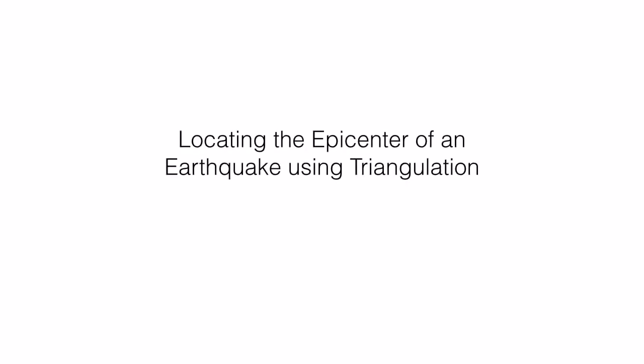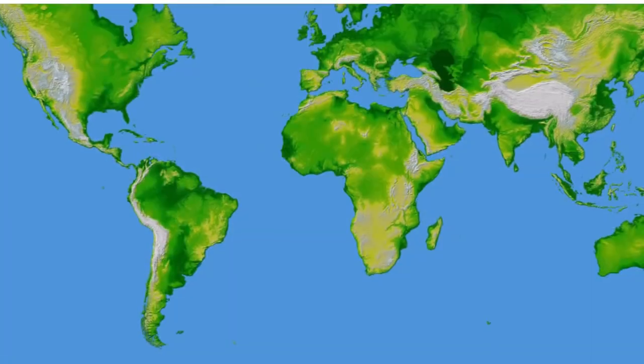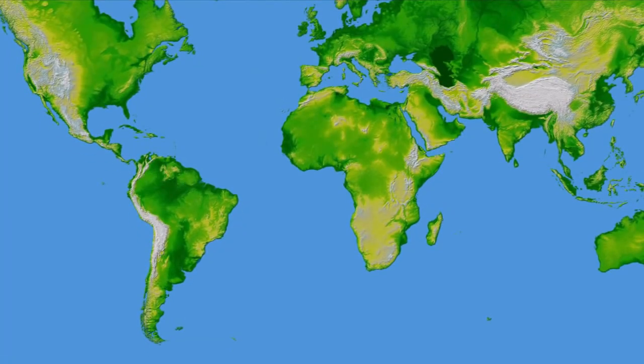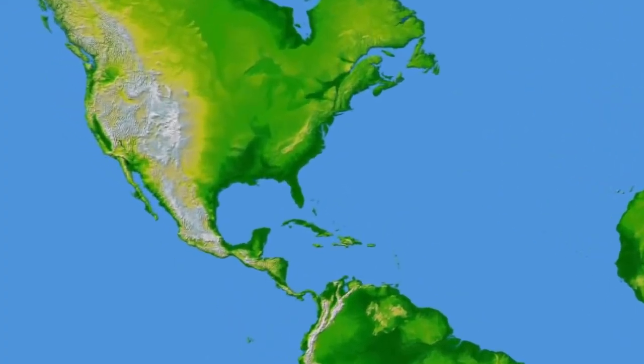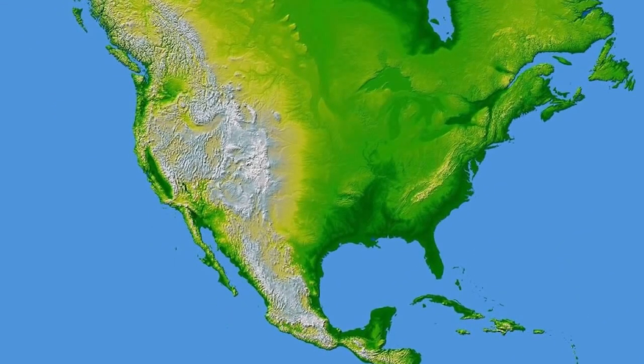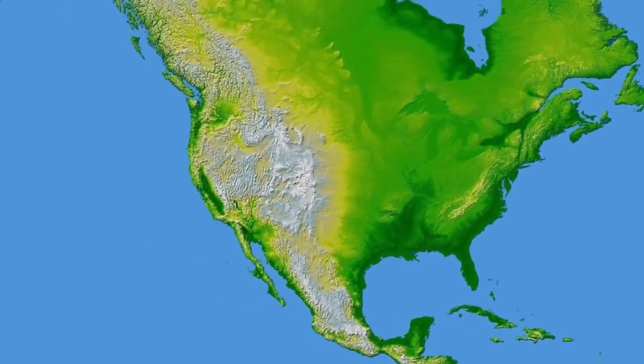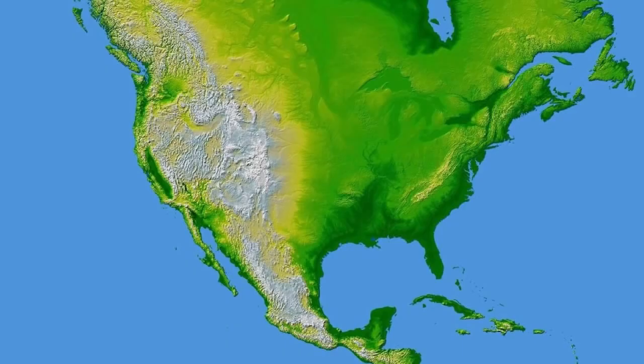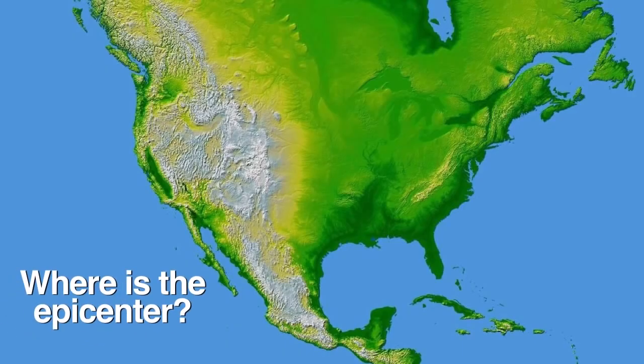Okay, so let's take a look at how to locate the epicenter of an earthquake using the triangulation method. All right, so here is a map of the world, and we're going to zoom in on a particular region. We'll look at North America, and let's imagine that there was an earthquake somewhere in North America. Well, the question arises, where was the epicenter of that earthquake?